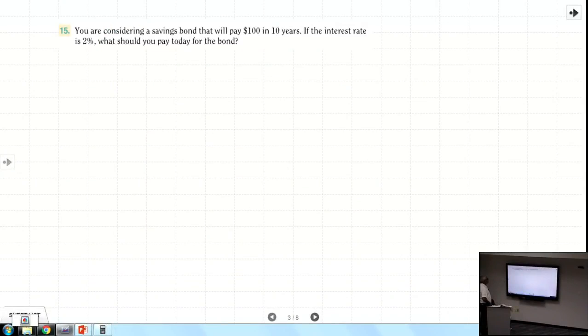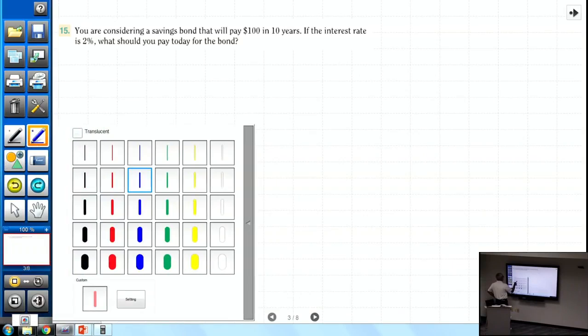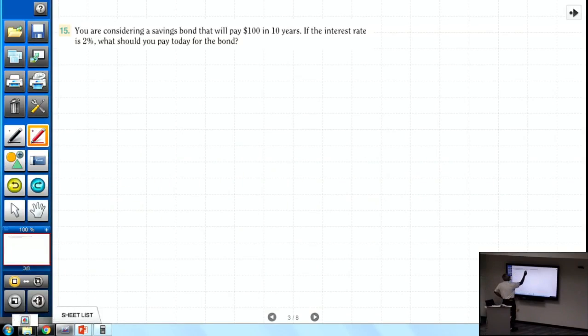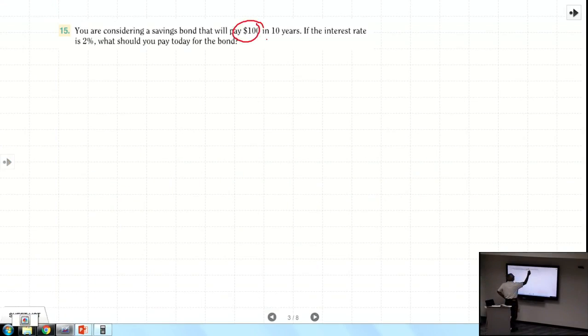Question number 15 is a different type of time value of money problem. It's a multi-year time value of money problem. It is telling you that you are considering a savings bond that will pay $100 10 years from now. If the interest rate is 2%, what should you pay today?